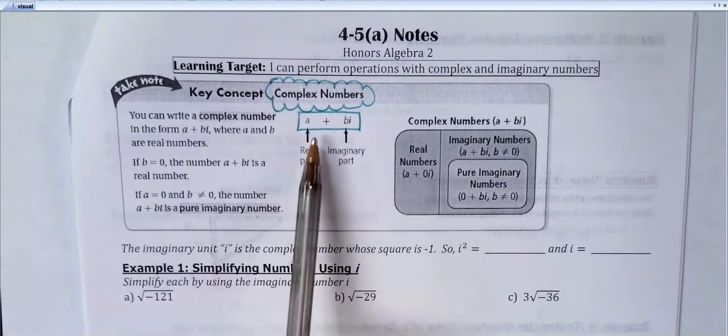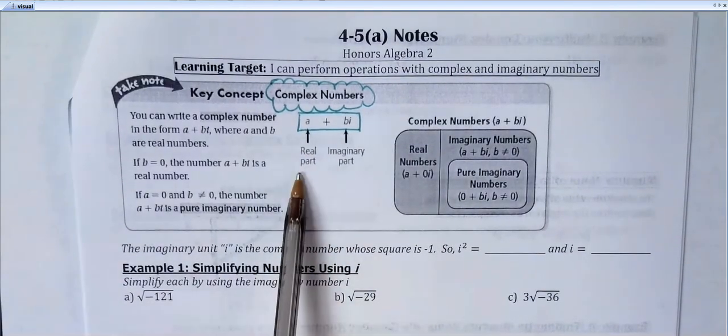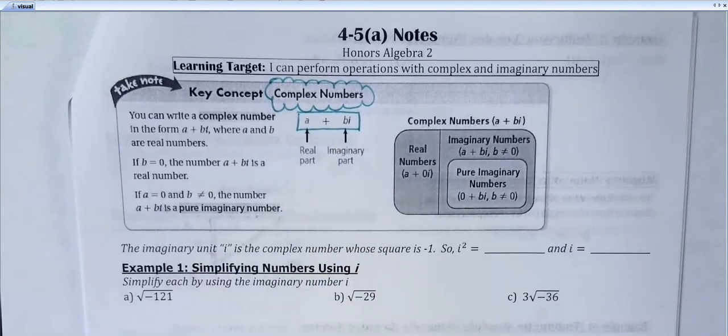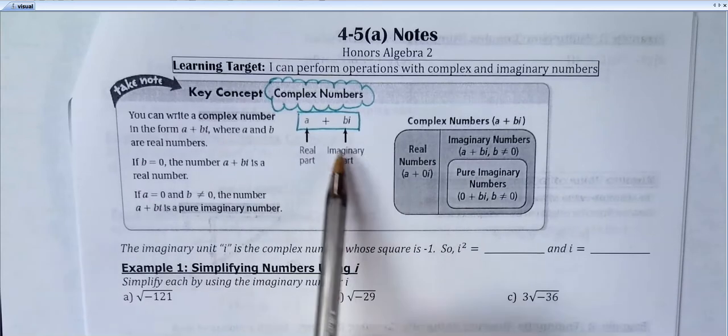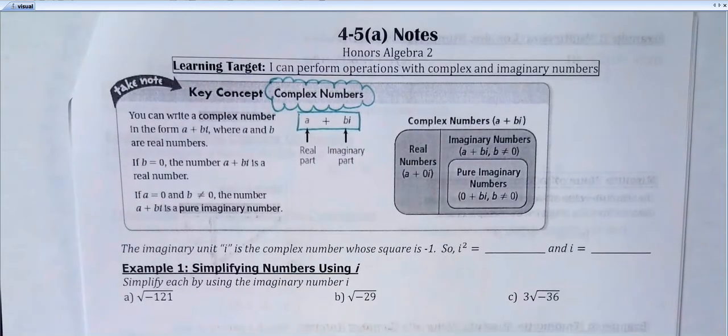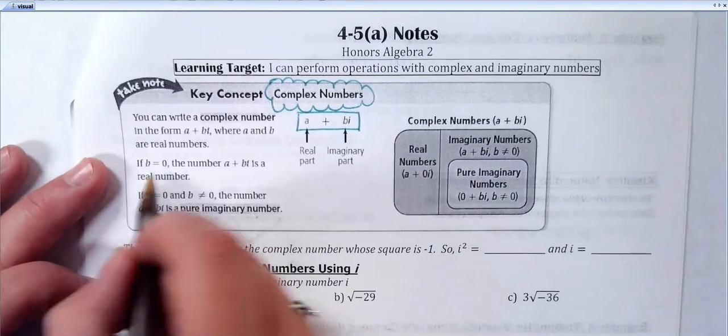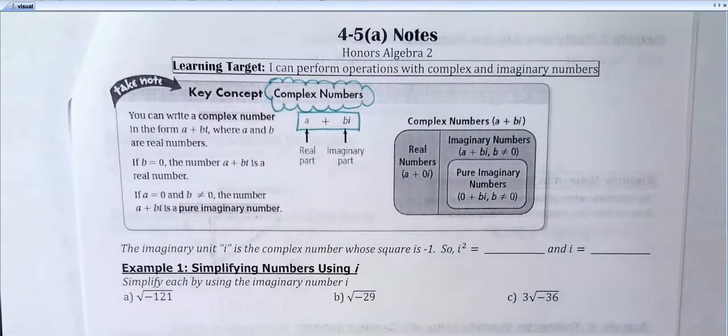Where you see the a position, that would be the real part of the number, and where you see the letter i, that's the imaginary part of the number. It is not a variable. i actually has a definition, which I'm going to give you underneath here in a second. But let me just go through this. You can write a complex number in the form a plus bi. a and b are real numbers. a is the real part. b times i is the imaginary part.